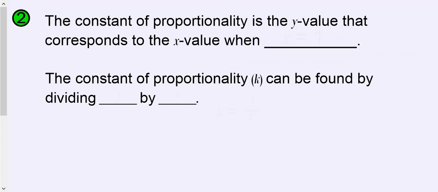Alright, the second thing, the constant of proportionality is the y value that corresponds to the x value when x is equal to 1. So if we look at a table or a graph and we have a value for x when x is 1, the y value that corresponds to that x value would be the constant of proportionality. And we can find it by dividing the y value by the x value. So you can pick any ordered pair, and you can divide the y value by the x value to find the constant of proportionality.